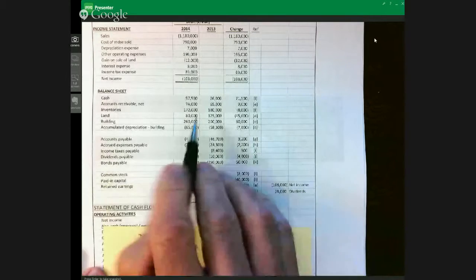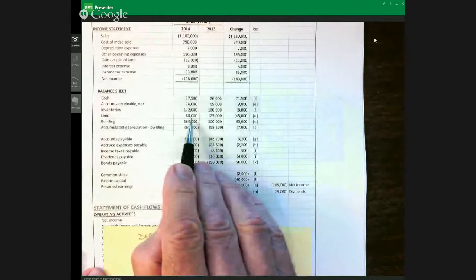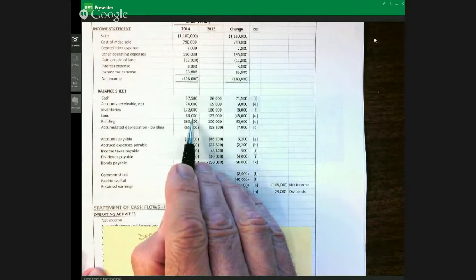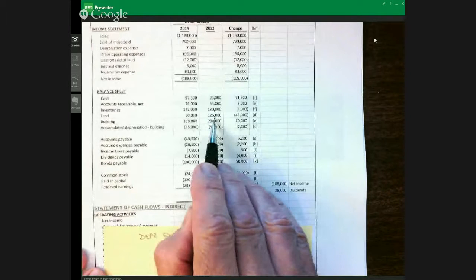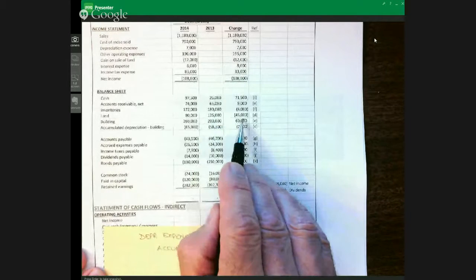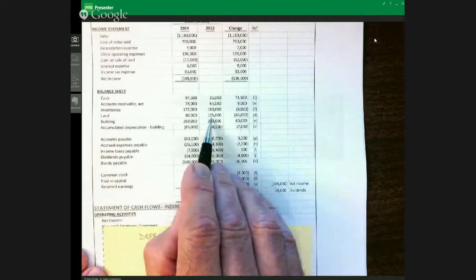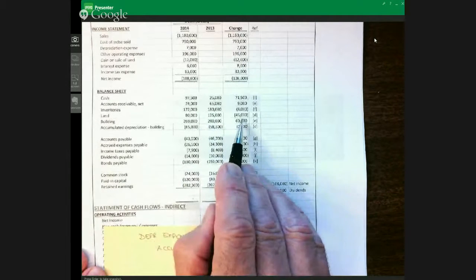Well, this particular company wound up the year with $80,000 in its land account, but started the year with $125,000 in its land account. That means that the land account must have decreased by 125 less 80, or $45,000.